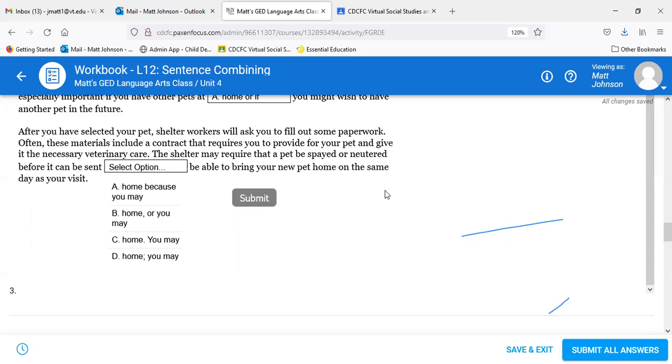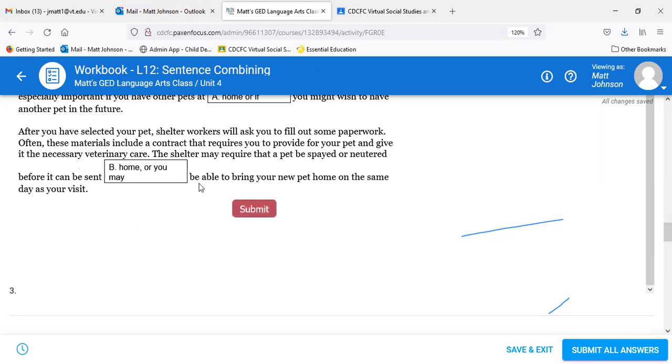A. B. So here, what's a little different from that first one? Up here, we used or as well. Here, we're making a compound sentence. So we have two ideas. The shelter may require that a pet be spayed or neutered before it can be sent home, comma, or you may be able to bring your new pet home on the same day as your visit.